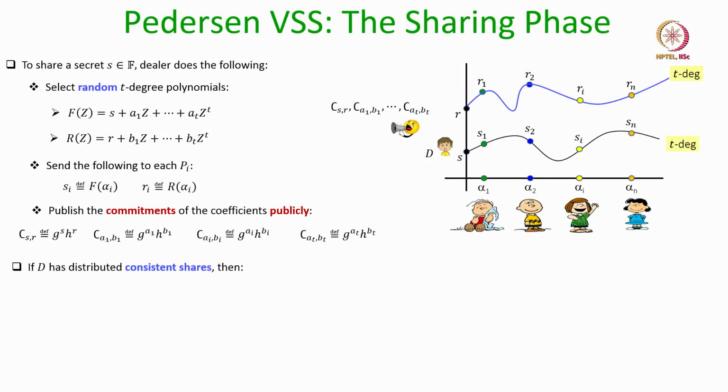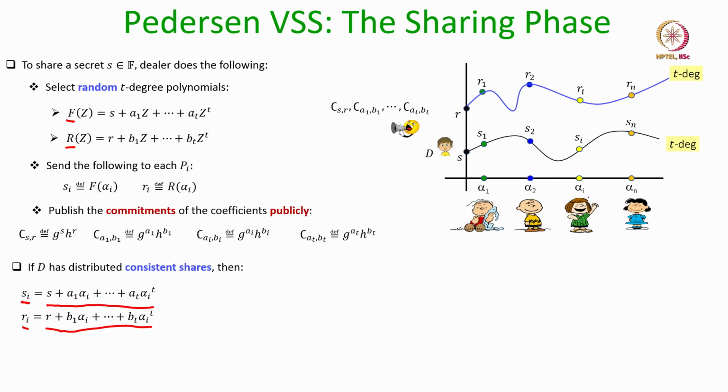Okay. So, the idea behind the consistency check is based on the following observation. If the dealer has distributed consistent shares to the honest parties, then for every party Pi the following should hold. What should be the share of Si? If indeed Si is a point on the f polynomial and Ri is a point on the r polynomial, then Si will be this value and Ri will be this value.